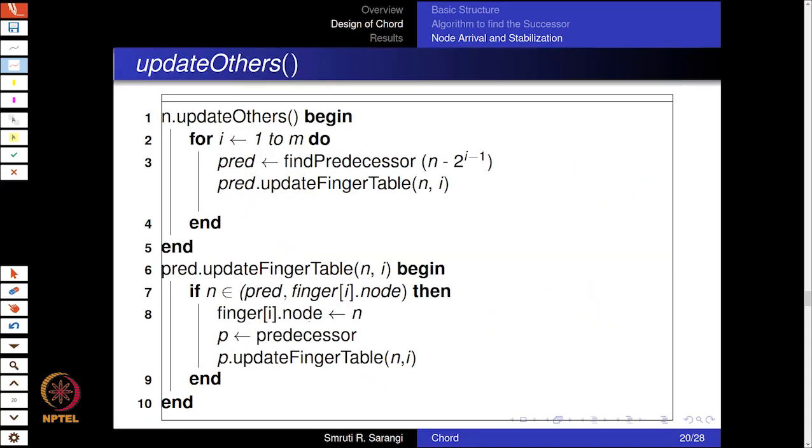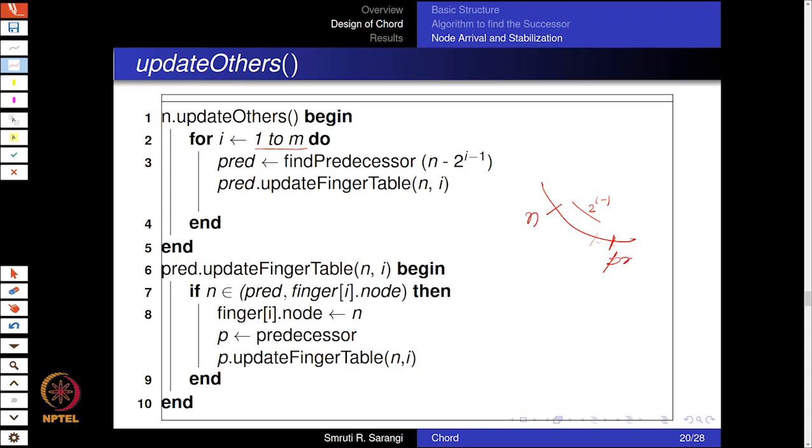Now once my own finger table has been fully initialized, I need to update the finger tables of others. So I take a look at all the m fingers. For the ith finger, we find the predecessor of n minus 2 raised to power i minus 1. If this is my current ID, I subtract 2 raised to power i minus 1, which means I will lie in the ith finger of somewhere. For this point, I find the predecessor, which is maybe this node. For this node, I am going to be the ith finger.